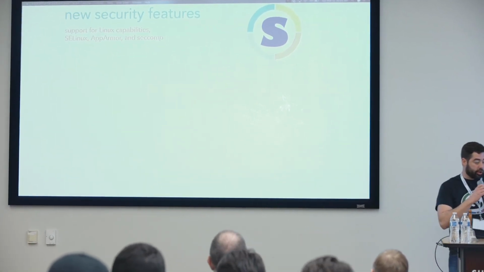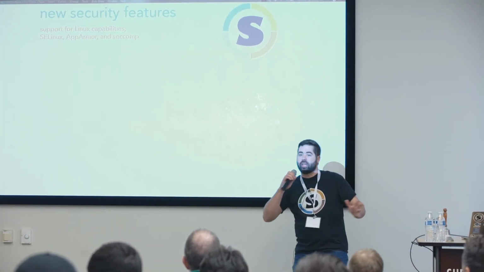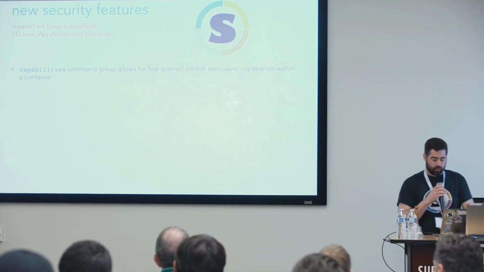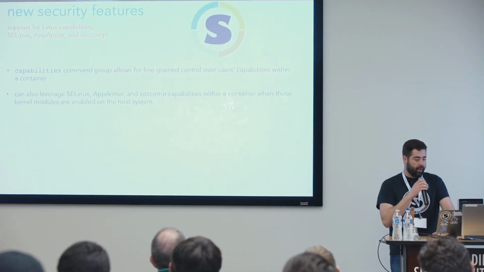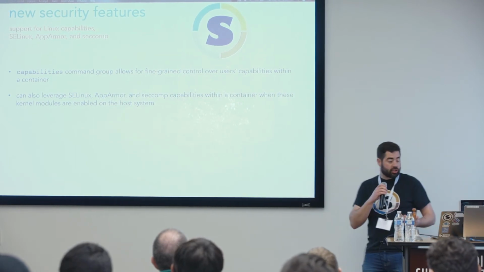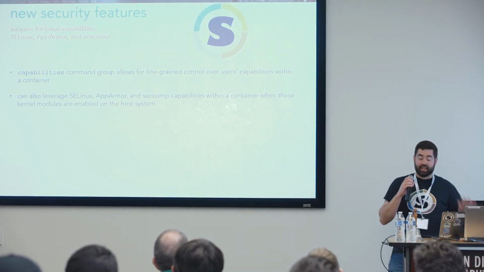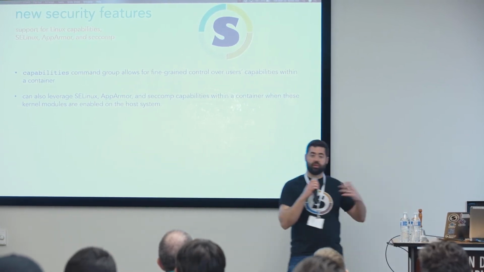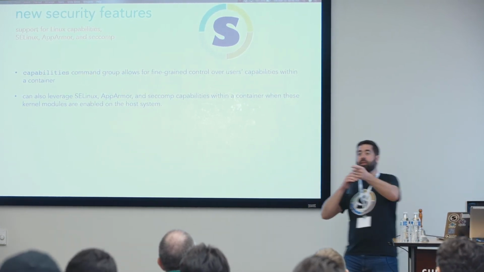Singularity 3.0's got lots of new security features. We already talked a little bit about the capabilities command, so I might skim through that a little more quickly. And also there's the ability to leverage things like, once again, SELinux, AppArmor, seccomp. If these are installed on your host system, you can now leverage them within your container. And so maybe I'll give you a quick example of how to do that.